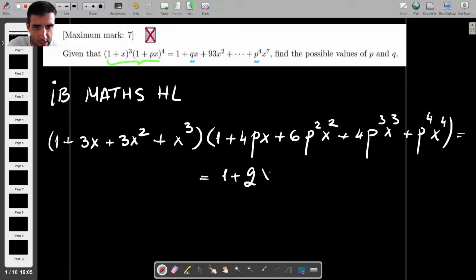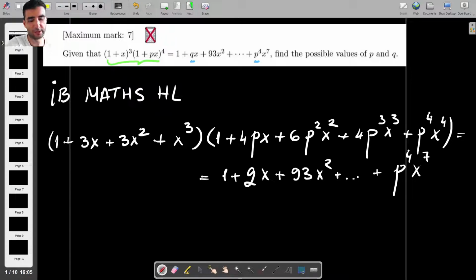And this equals 1 plus qx plus 93x squared plus and so on, and p to the 4 x to the 7. They are not expanding the whole thing on the right hand side, right? They're only giving us a few terms that we can use. The idea here is to use the fact that for two polynomials to be equal to each other, the coefficients of each term must be equal to each other as well.